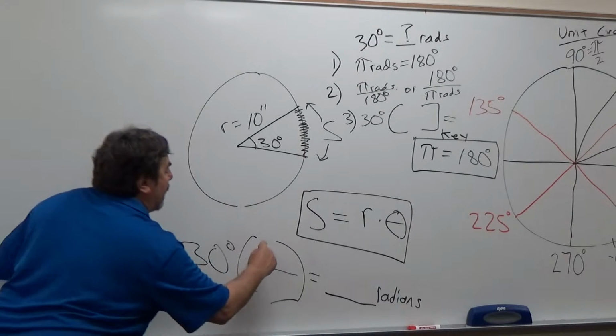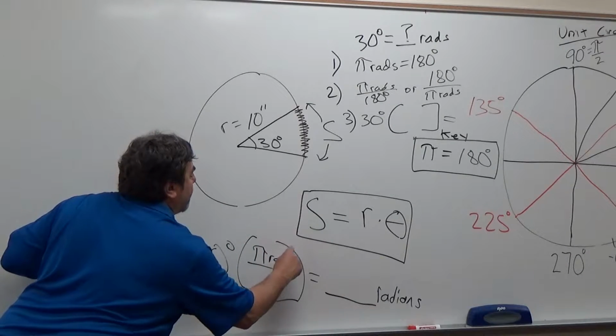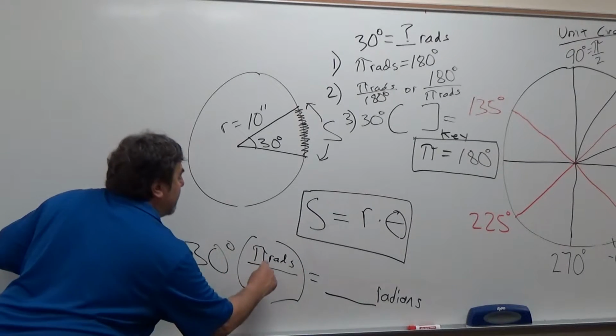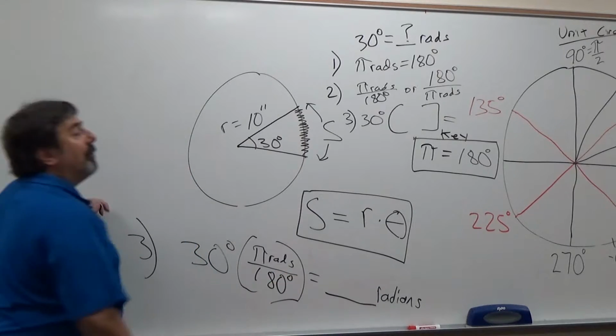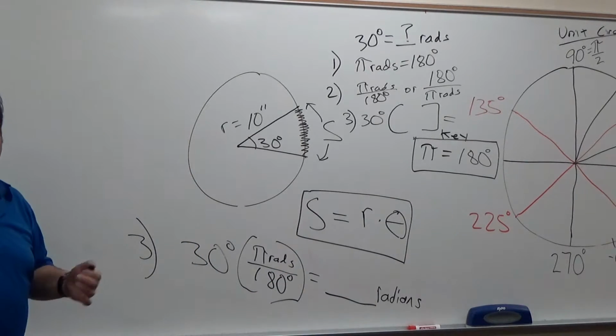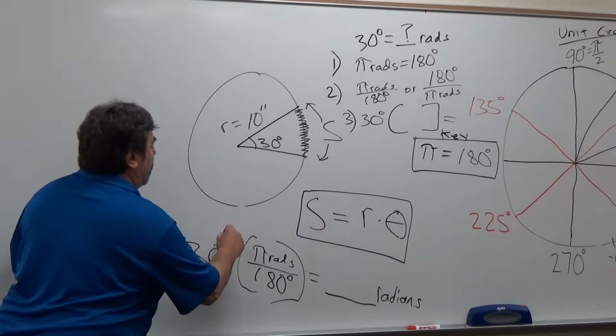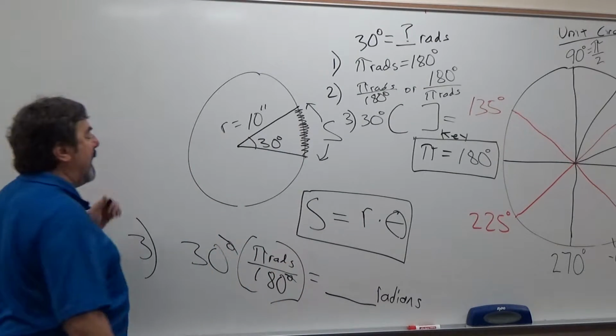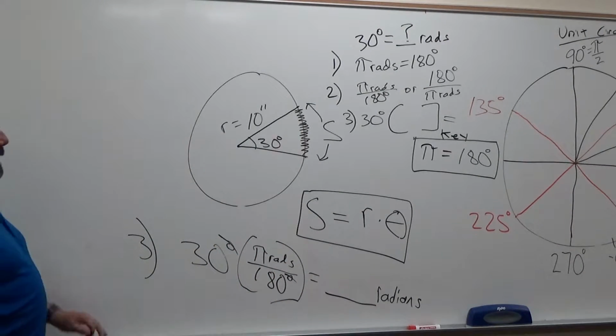Since we're converting out of degrees, we are going to pick the fraction that has degrees in the denominator. Why? So we can do what? Cancel our units. So the degrees will cancel between the numerator and denominator, just like numbers can cancel.